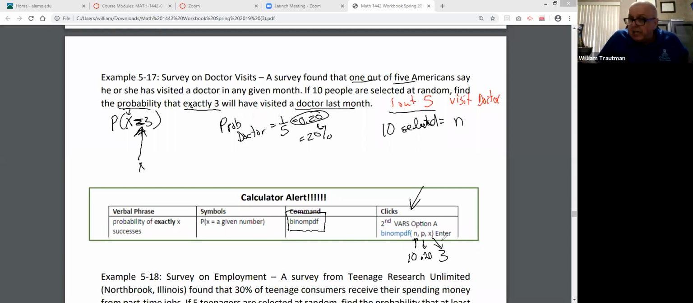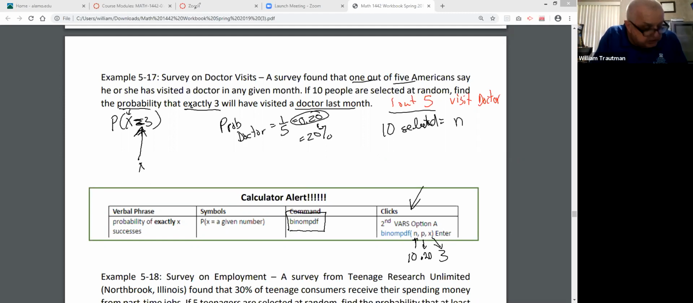So on our calculator, let's type in second vars. How do I get to there? Let me erase all this other stuff on my calculator. Does everybody see second vars on your calculator? Let me put it back on my calculator.